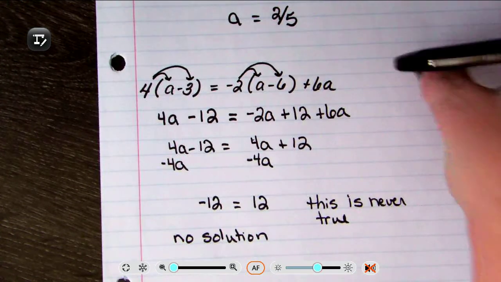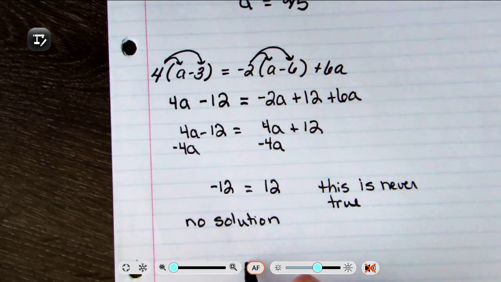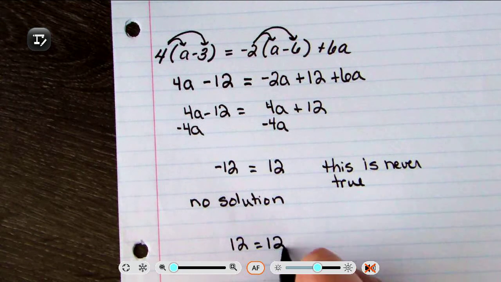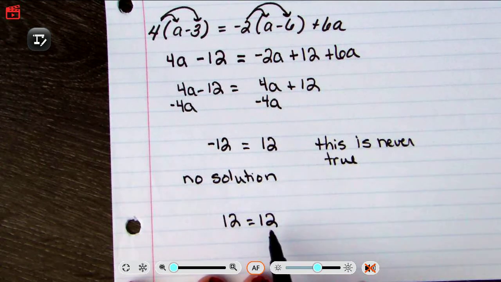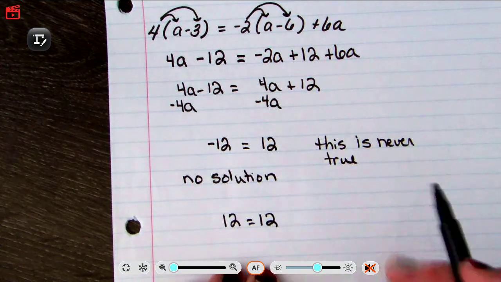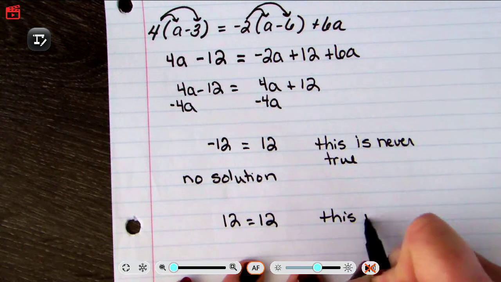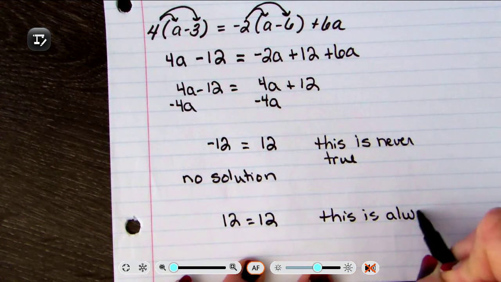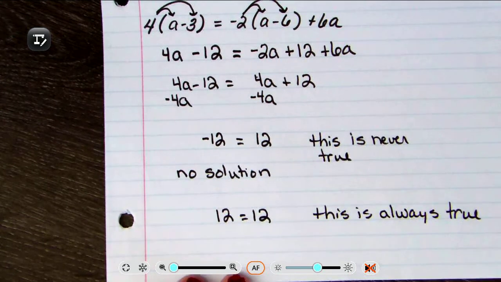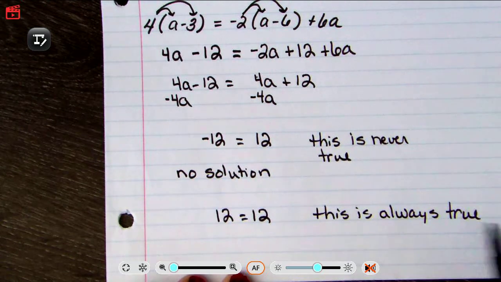If you come down and keep working and you come down to a point where, say, it wasn't negative 12 equal to 12, but you get something like 12 is equal to 12. Okay, so let's suppose that had been what we had gotten. Supposing this had been a positive instead of a negative, we would notice that this is always true. So if you come down to your variables being gone and you have an always true statement, 12 equals 12, 0 equals 0, 5 equals 5, negative 3 equals negative 3, that is always true.